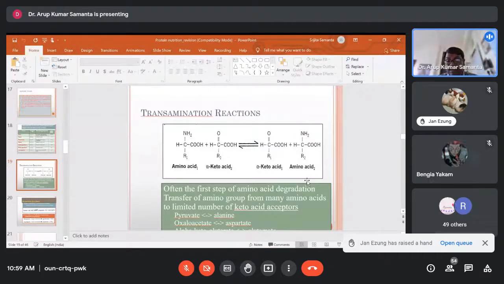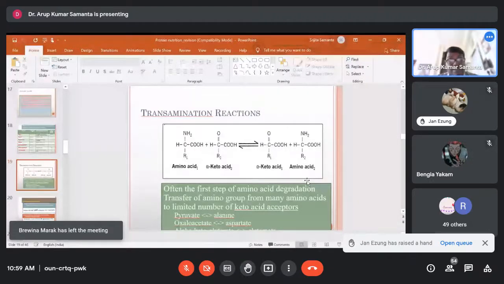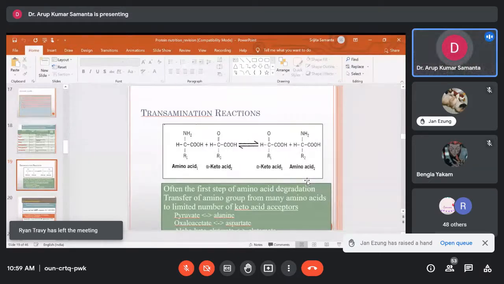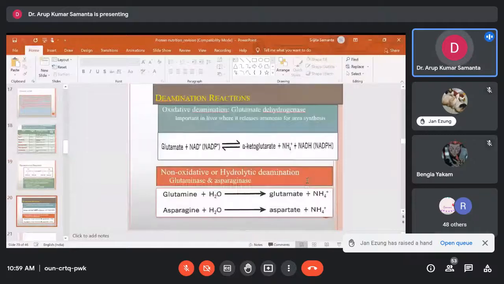And one more important question which is asked: which particular vitamin is required for the transamination reactions? That particular vitamin is vitamin B6, that is pyridoxine. Then deamination reactions are simple, the removal of the amino group. So here it will be the deamination reactions.